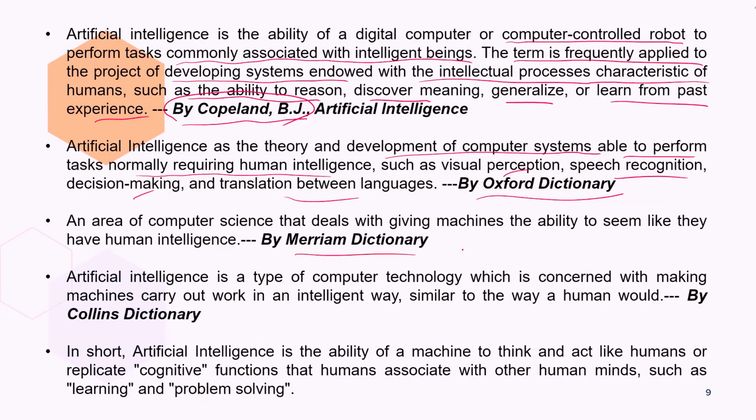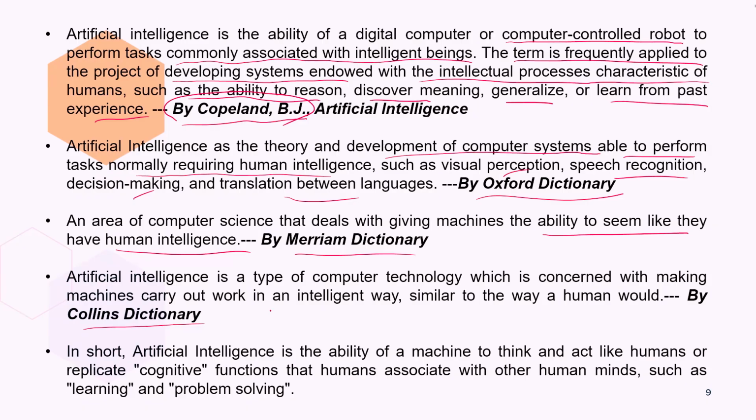like these new LLM models of ChatGPT or such tools, may be used for drafting, etc. It is basically an area, according to the Merriam-Webster Dictionary of Computer Science, that deals with giving machines the ability to seem like they have human intelligence. So some dictionaries have compared it to human intelligence, but it is also true at the same time that it is not up to that cognitive level which humans do possess, but it is not far away.